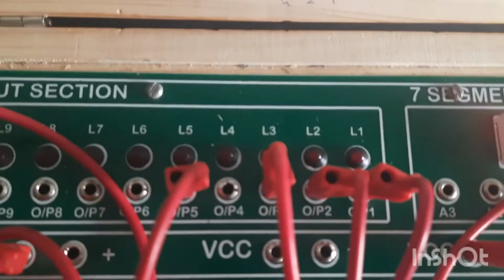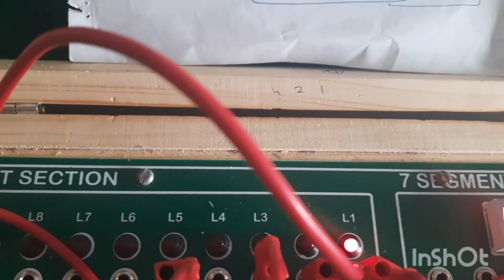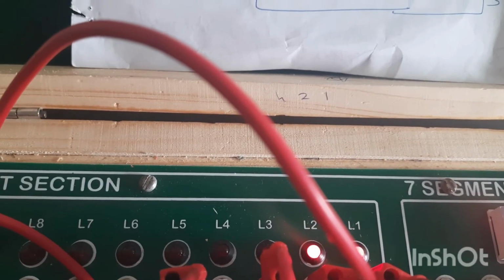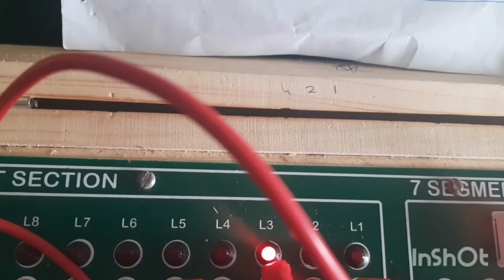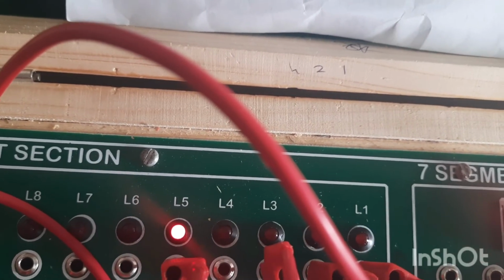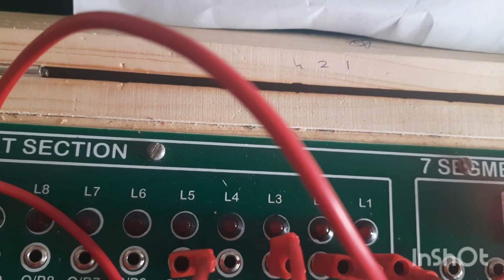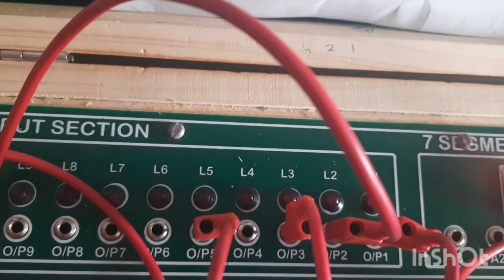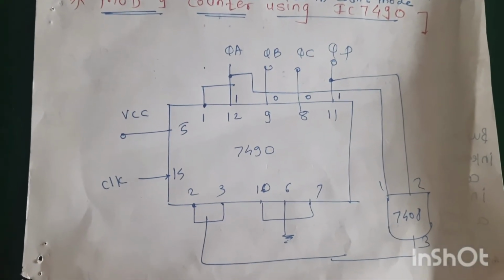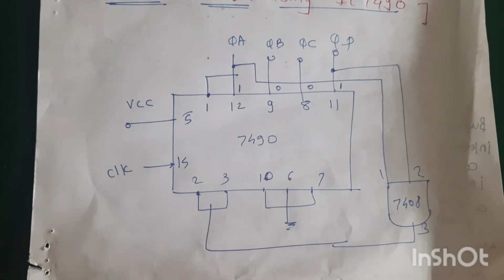Now first it is 0, so it should count from 0 to 8. So you can see 0, then 1, 2, 3, 4, 5, 6, 7 and 8 and then reset. So it is counting from 0 to 8. That means it is a mod 9 counter. We just connect QA and QD to the AND gate and the output of the AND gate to the reset input. Thank you so much.